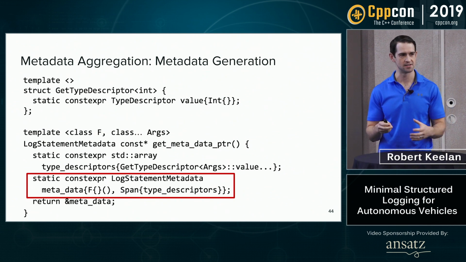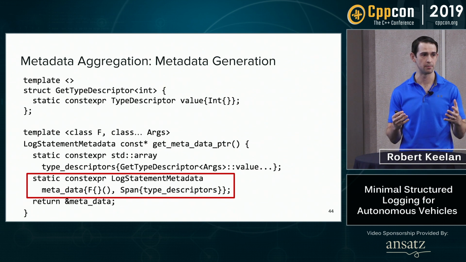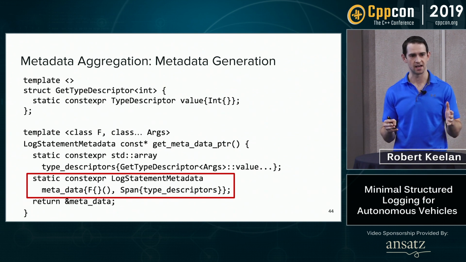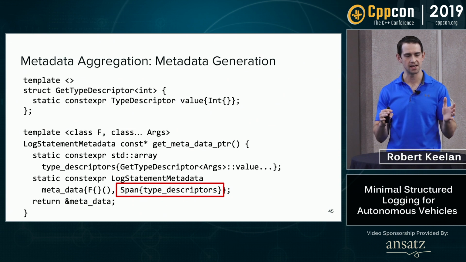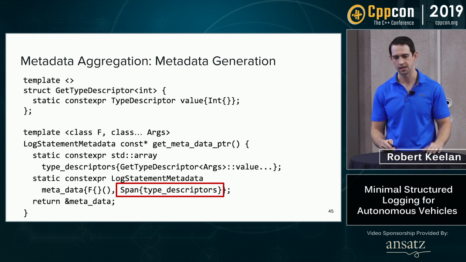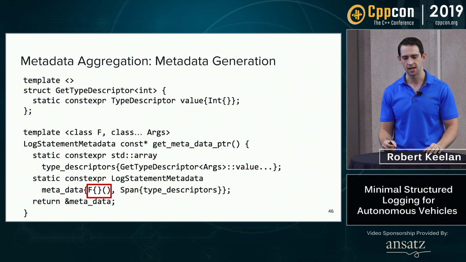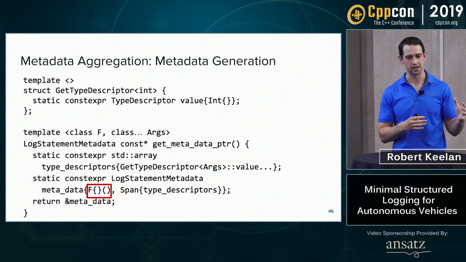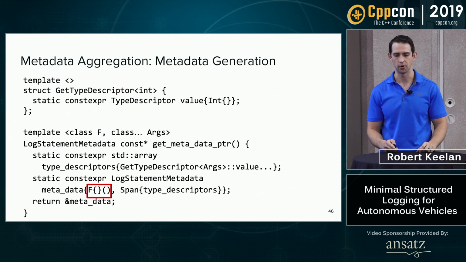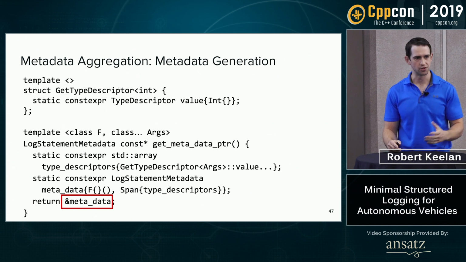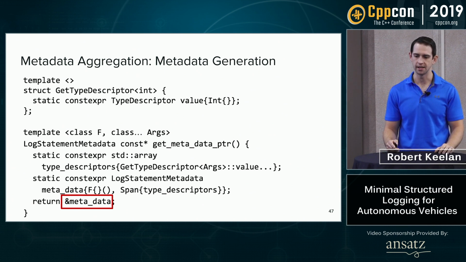But the std array has a size parameter in one of its template parameters, so we need to erase that size. So we wrap that std array in a span, and this is capital S Span because spans are not implemented yet in C++17, so this is our own internal implementation. In order to erase the size of that std array, we wrap it in a span and stick it in the log statement metadata. Then again, we generate all of that macro data that we saw before by default constructing that type F and then calling its callable operator. And then we return the pointer to that static constexpr metadata.